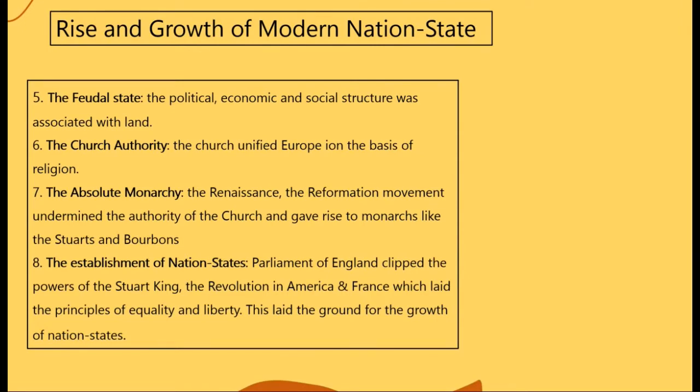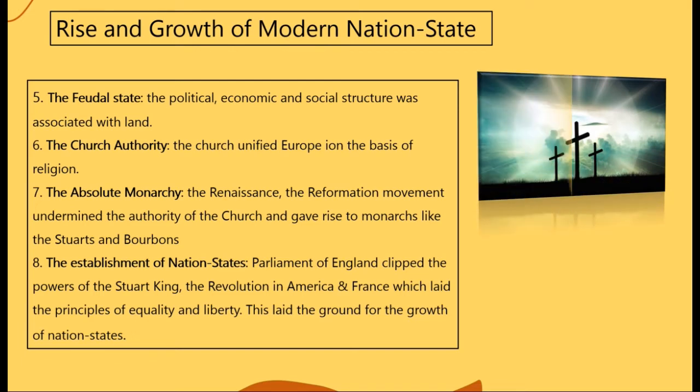Sixth, the church authority. With the fall of the king, the Christian church emerged as a unifying factor. Roman Emperor Constantine became a Christian, and towards the end of the 4th century AD, Christianity was recognized as the official religion of the Roman Empire. The church was well organized and it functioned efficiently like a state and promoted unity in the Christian society.